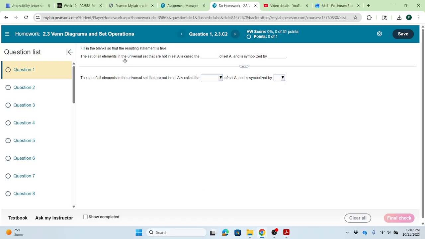Fill in the blanks so that the resulting statement is true. The set of all elements in the universal set that are not in set A is called the complement of set A, and it is symbolized by A prime or A dash.